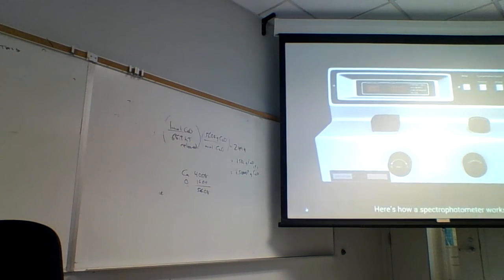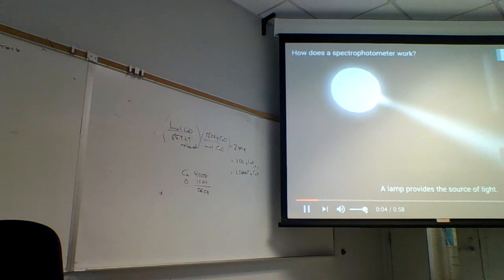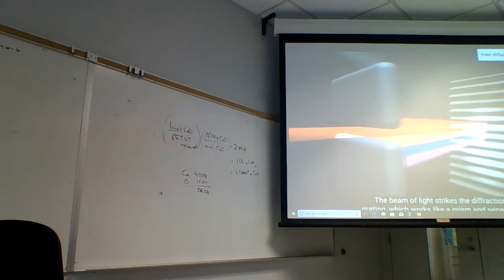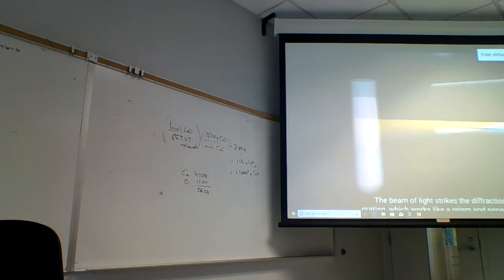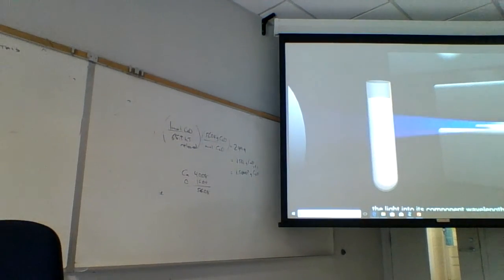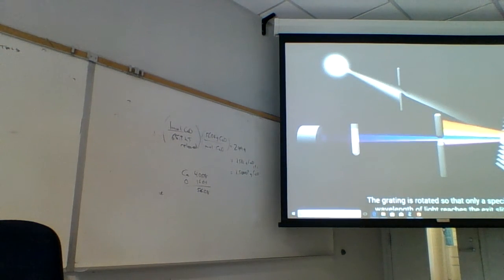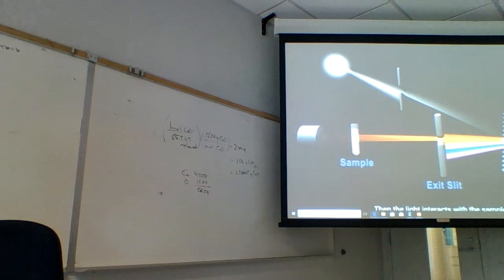Here is how a spectrophotometer works. A lamp provides the source of light. The beam of light strikes a diffraction grating, which works like a prism and separates the light into its component wavelengths. The grating is rotated so that only a specific wavelength of light reaches the exit slit. Then the light interacts with the sample.